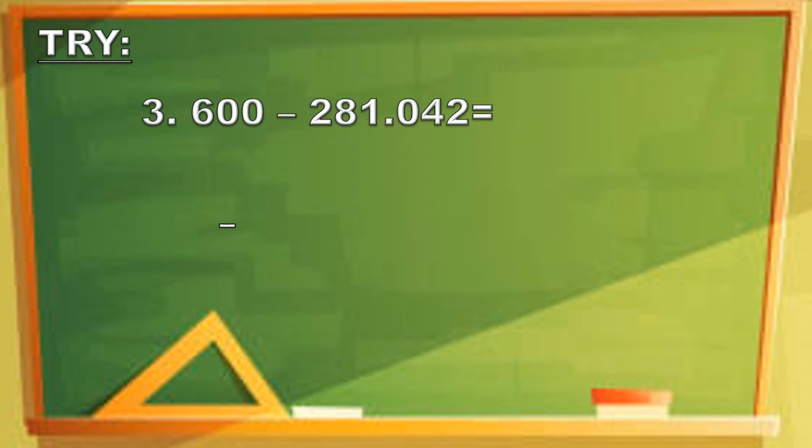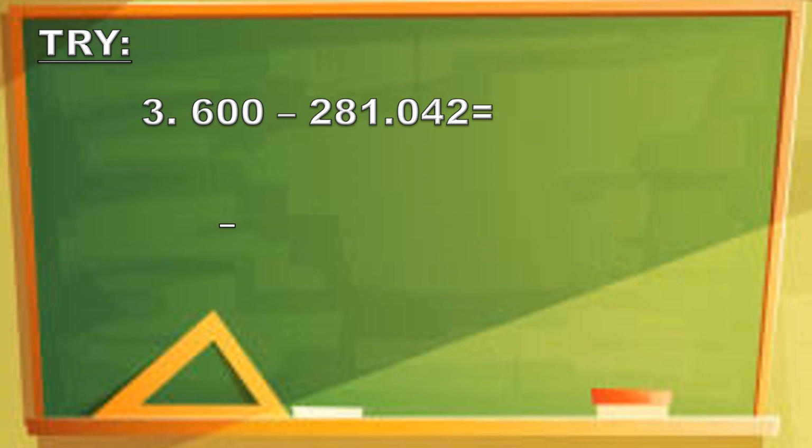Okay, let's subtract again. Number 3, we have 600 minus 281 and 42 thousandths. Again, 600 minus 281 and 42 thousandths. Pause the video until you're done and click play to check. Are you done?